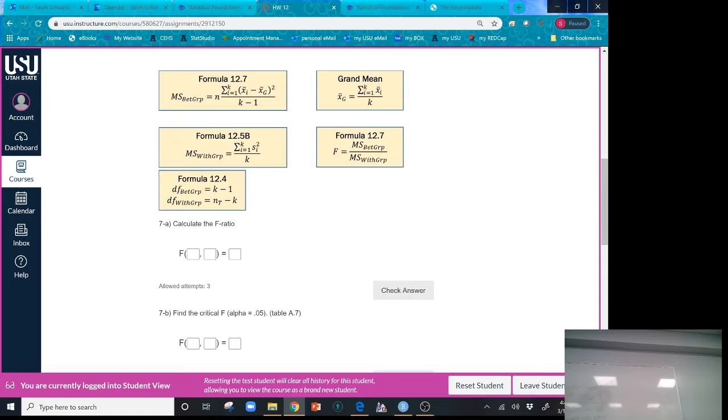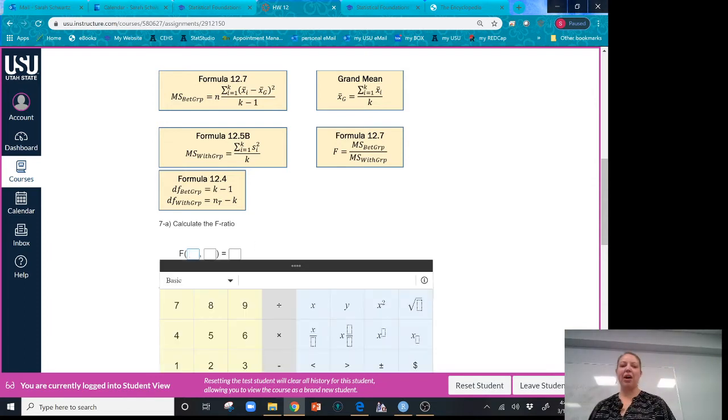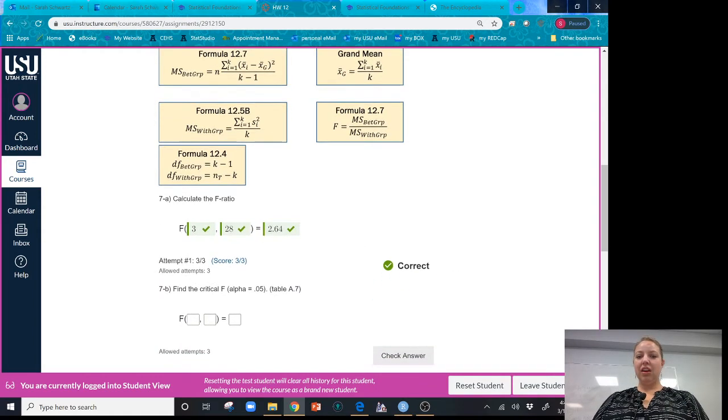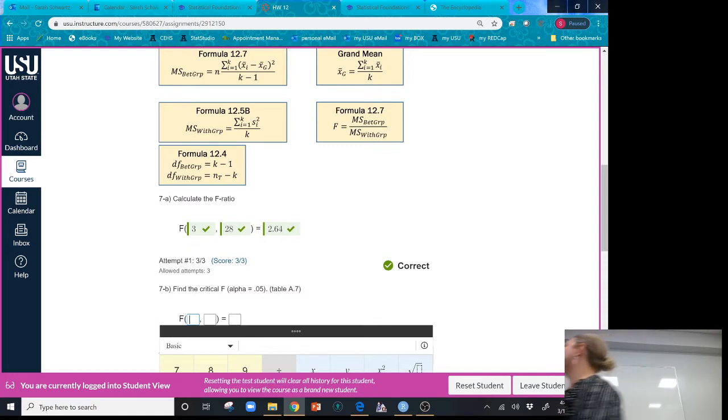Anyone want to go over the answers? What are the degrees of freedom here? 3. Why 3? 4 groups. What's the second degree of freedom, the denominator degrees of freedom? 28, because it's total sample size minus 4. What does that F come out to be? 2.64? Yep. So when you look it up, what degrees of freedom are you going to look up in the table? The same degrees of freedom.